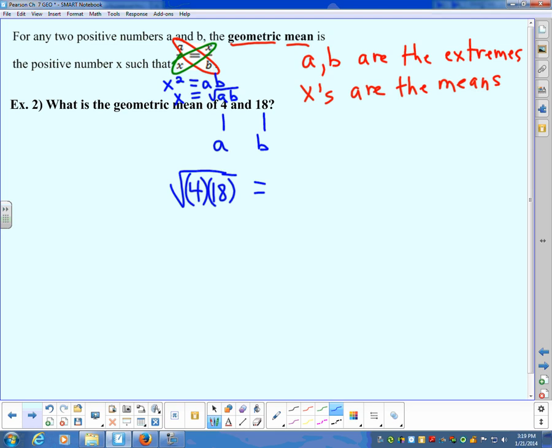And if the square root is not a perfect square, like this one is not, we just leave it in that form. Square root of 72. Next chapter we'll talk about simplifying. I'm going to review simplifying radical expressions with you. But at this point, if you could just leave it, square root of 72. Now, let me give you a little bit more information about geometric means here.